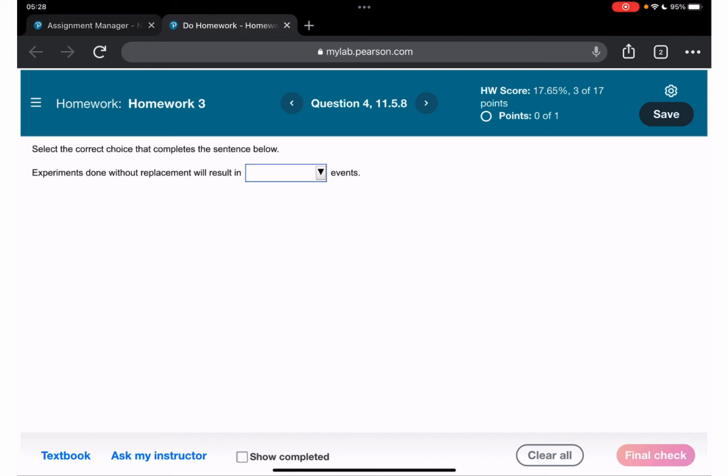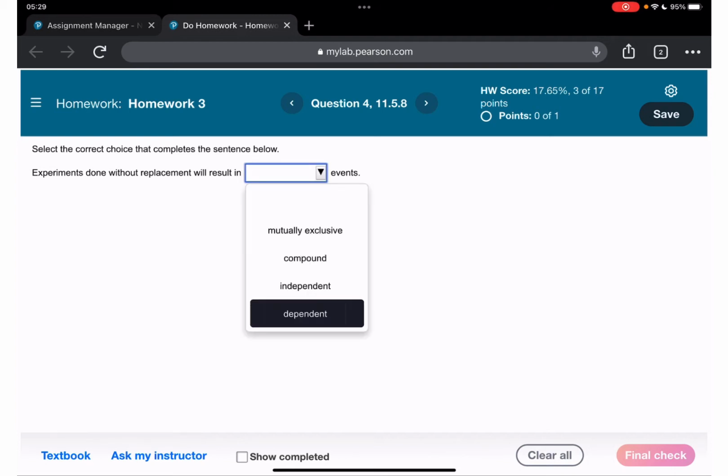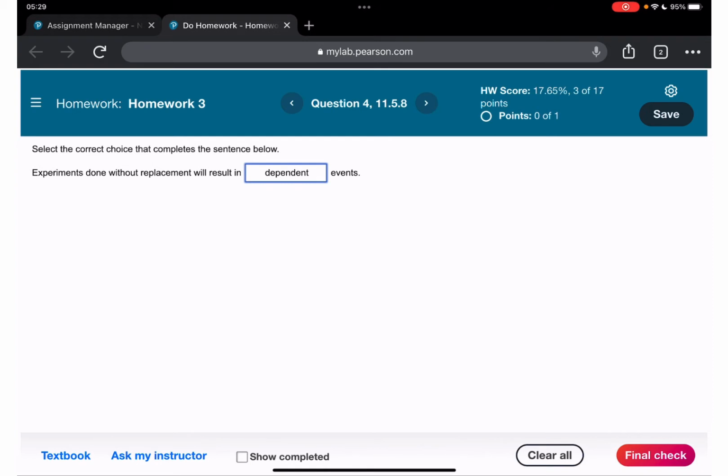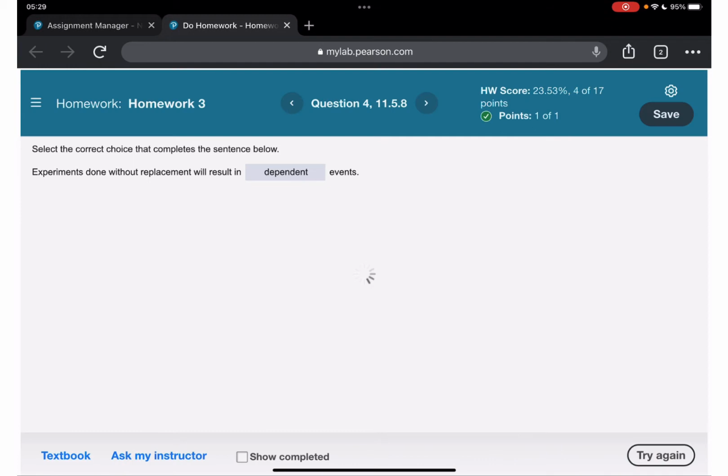Experiments done without replacement will result if we don't replace. So let's say it was 10 for the first event, we took 2 of them, and for the second event we have 8 left. So the second event depends on the first event, right? Which means it's going to be dependent events. Checking. Bingo. Moving to next question.